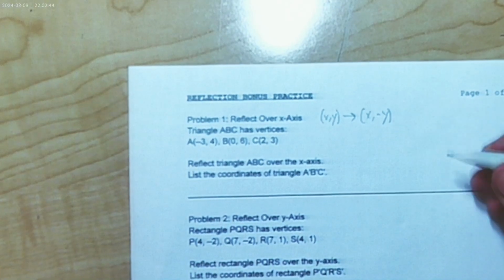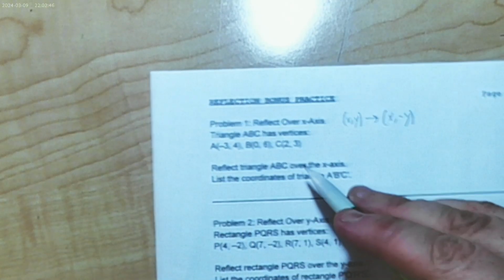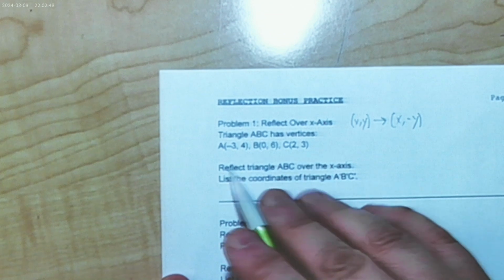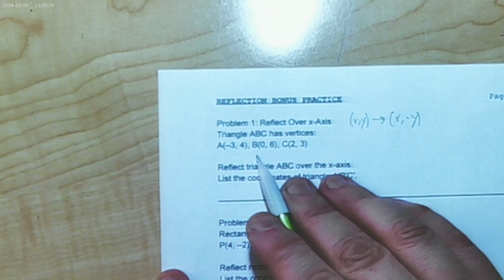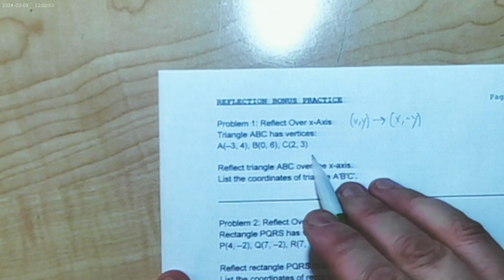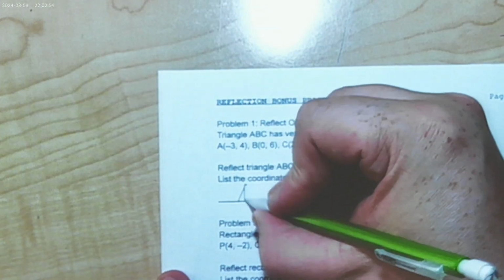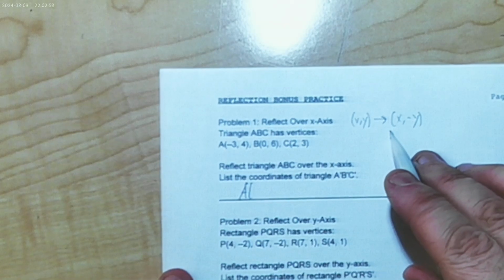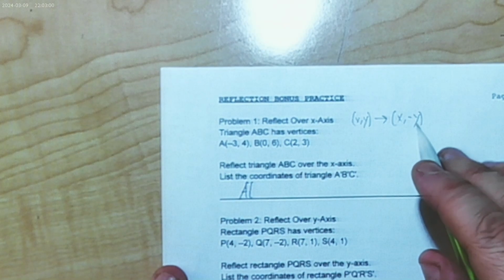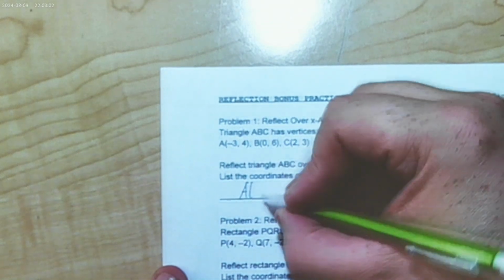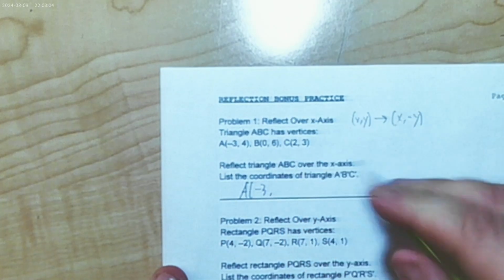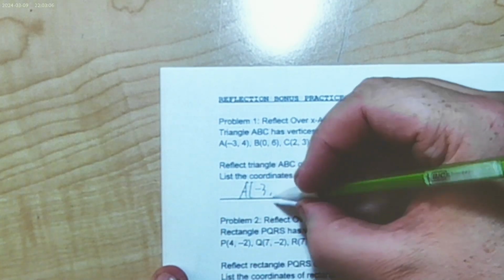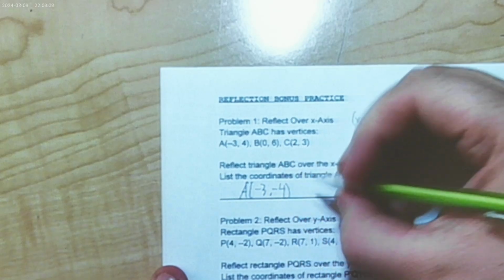So let's take a look at that. You can see what I've been doing all day. A is (-3, 4), B is (0, 6), C is (2, 3). Doing the rule that we have up here, we have x and negative y. So x is going to stay the same, negative 3, but y is going to be the negative version of itself, so that's negative 4.